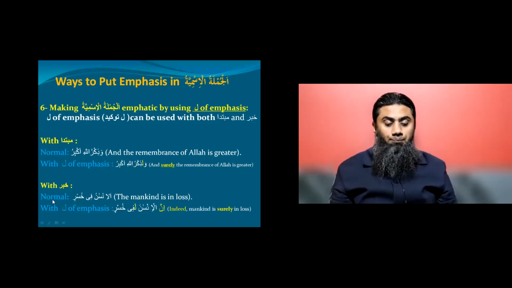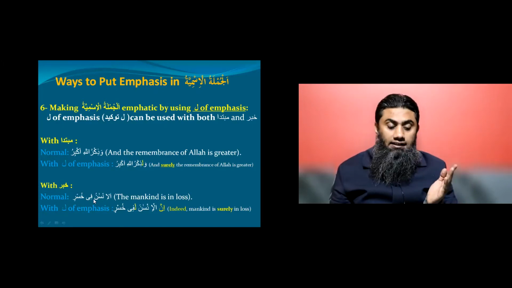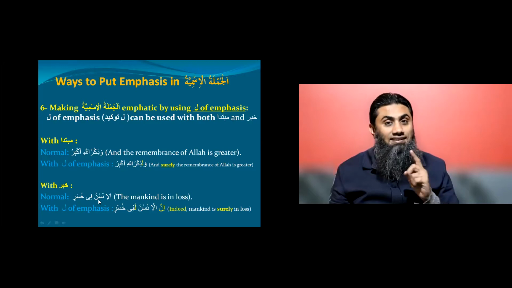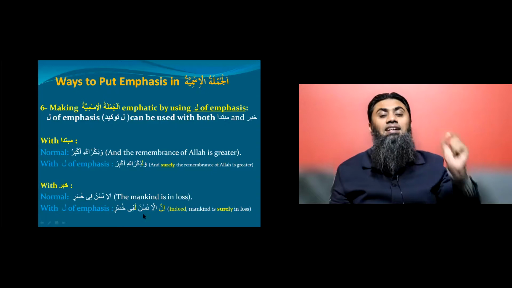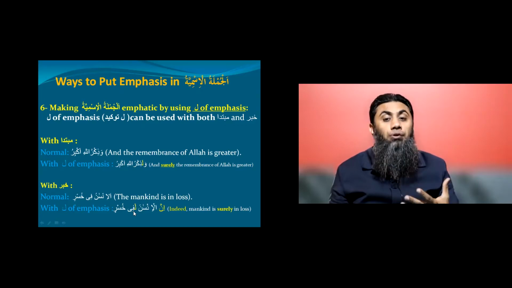Now, one more example. Al insanu fi khusrin, a normal sentence. The human being, or mankind, is in loss. Al insanu fi khusrin. Mankind is in loss. But that's not the verse in the Quran. You know the verse in the Quran: Innal insana lafi khusrin. You see, fi khusrin. What did you do? You added a lam here with the fi. And because of this lam, you added the meaning of surely.